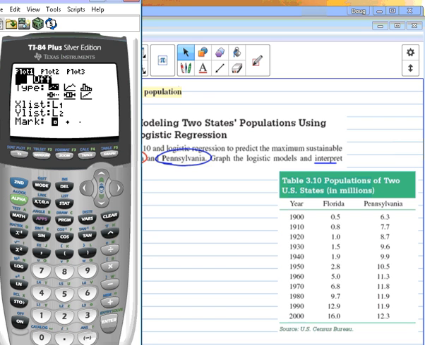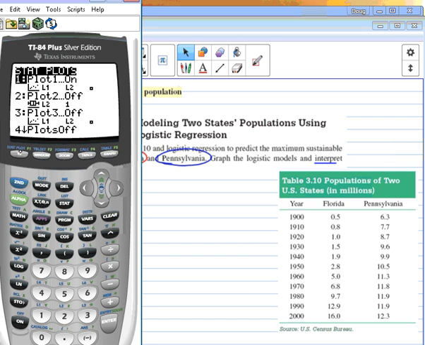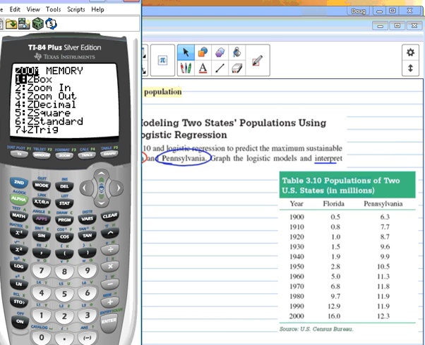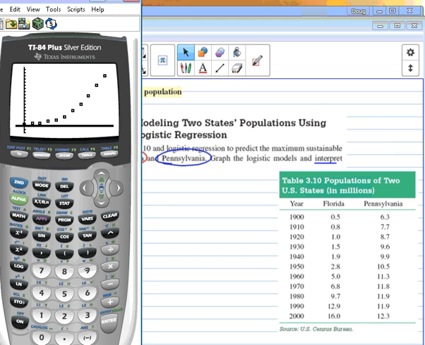Second stat plot. Plot 1, scatter plot, and it's list 1 versus list 2. Now I want to do zoom stat, but before I do that, I forgot to clear out my equation. I'm going to hit y equals and clear out my equations that are back there. Then I'm going to go back to my stat plot and enter on my 1. So I'm ready to graph this one, and I want to zoom stat. I think it's choice 9. Zoom stat. There we go.